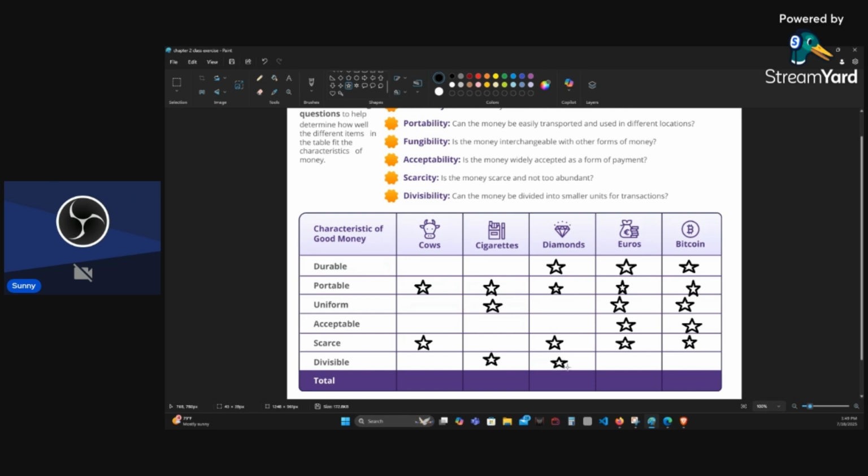Diamonds divisible, yes, right? Like maybe. Guess we'll give it to it. Maybe, I don't know. Euros, definitely. And Bitcoin, definitely. That's where we got our Satoshis from. 100 million Satoshis. So let me just double check that.